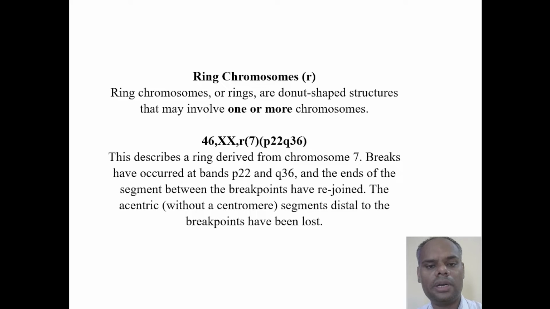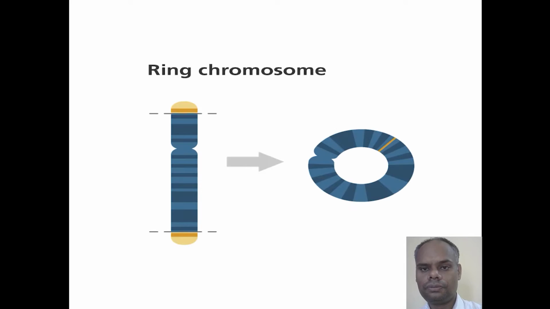Ring chromosomes are denoted by R, which are donut-shaped structures that may involve one or more chromosomes. For example, 46,XX,r(7)(p22q36) describes a ring derived from chromosome number 7. A break has occurred at bands p22 and q36, and the ends of the segment between the breakpoints have rejoined. The acentric segment, which is without a centromere, distal to the breakpoints has been lost. This is an example of a ring chromosome where a chromosome has been bent into a ring shape.